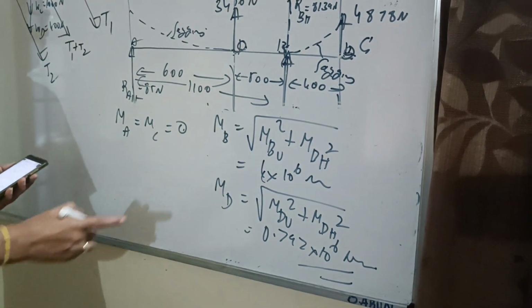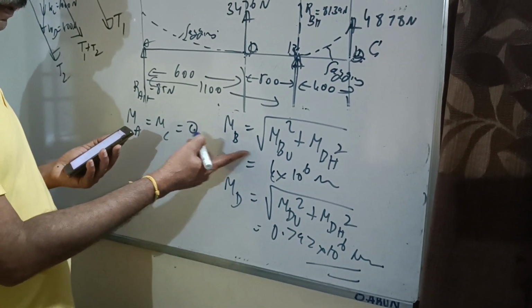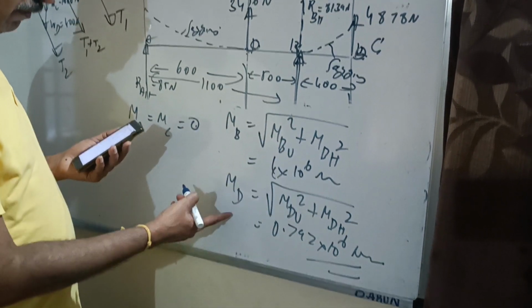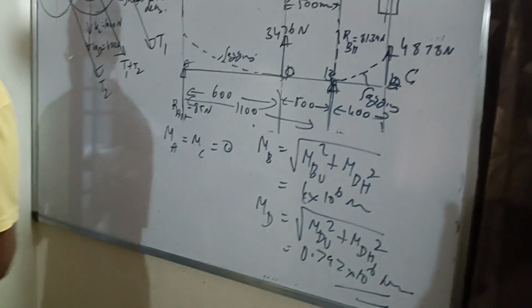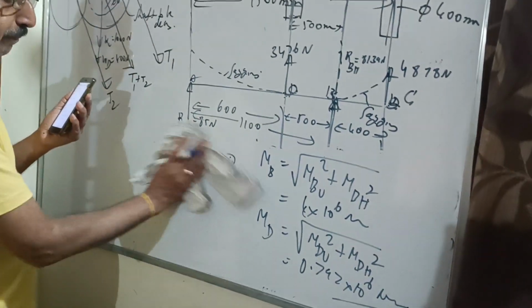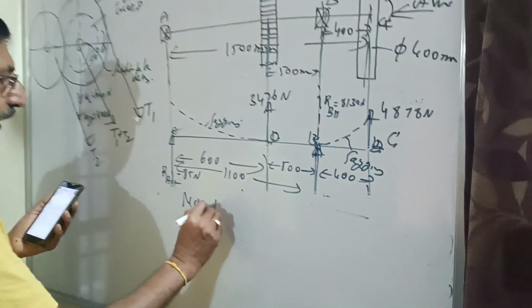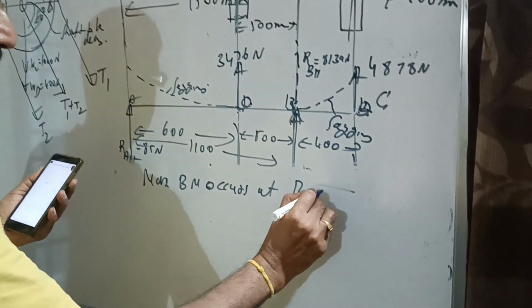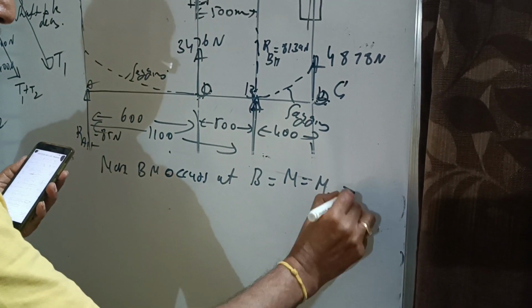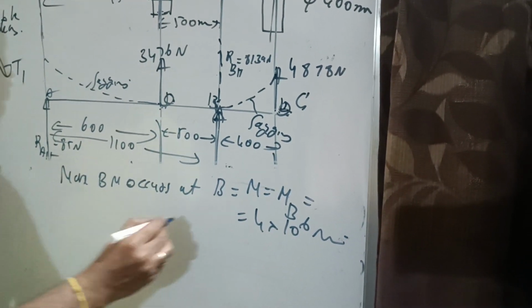Okay, so which is maximum here? The bending moment at point B is maximum, because it is around 4 into 10 raised to 6 Newton millimeter, whereas the bending moment at point D is only 0.79 into 10 raised to 6 Newton millimeter. So the maximum bending moment occurs at point B. How much is that? M is equal to MB, which is 4 into 10 raised to 6 Newton millimeter. Once I find the maximum bending moment, this is M only.